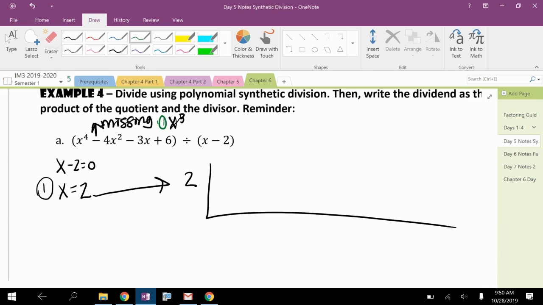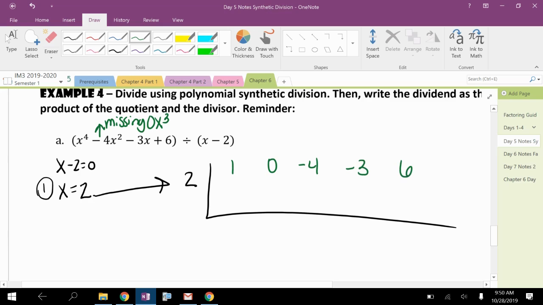It's missing x cubed, so I have to put a 0 in front. So it's missing 0x cubed. So we have to replace it with the 0 is what I'm saying. Sorry about that. My pen just went crazy. All right, so I have 1, 0, -4, -3, 6.